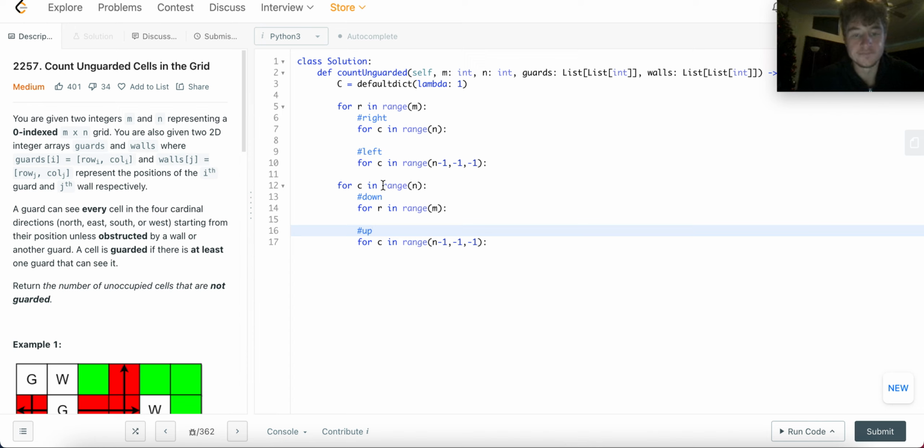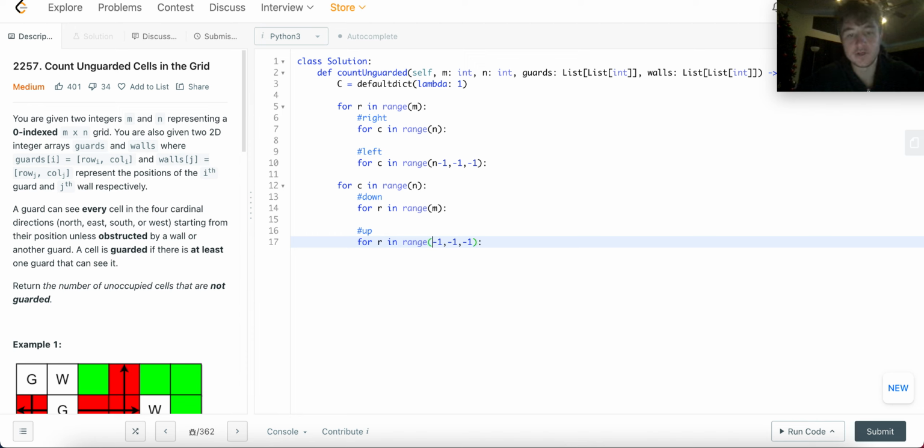Each column, go down. Then we look at each row, and we go up. It's always hard, because the other thing is, you don't really need to think about how the directions are made as long as you can make all 4.